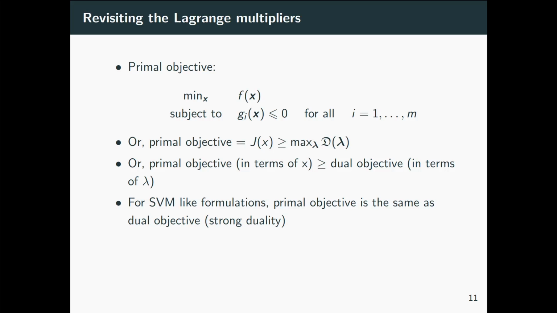And this does not necessarily hold for all types of problems. Generally there is a gap between the primal and the dual, which is known as the duality gap. But for problems like SVM, that gap is 0.